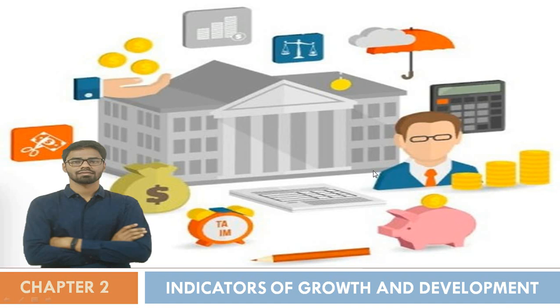Today we are going to start with a new part of chapter number 2, Indicators of Growth and Development, 12th Commerce Economics. So basically, in the previous part, what have we discussed? We have discussed the meaning of economic growth, its different definitions, and the limitations of economic growth.